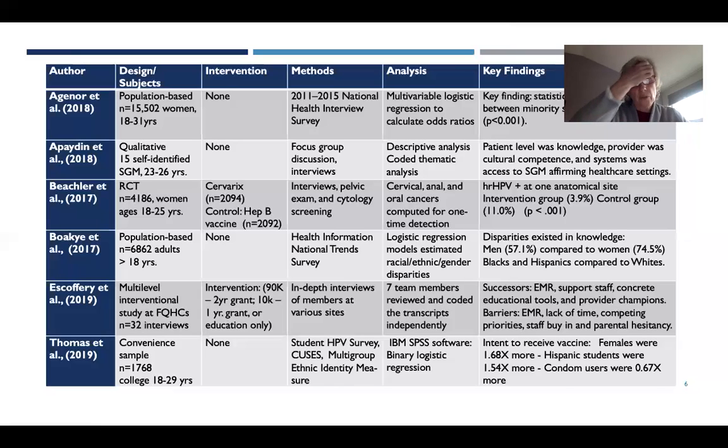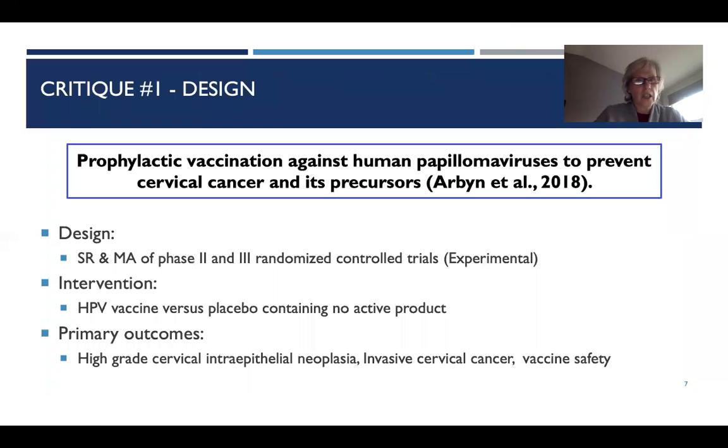So after going through the literature, I chose 2 articles to critique. The first one is on uptake of the vaccine and its prophylactic vaccination against human papillomaviruses to prevent cervical cancer and its precursors. So this design was a meta-analysis of phase 2 and 3 randomized controlled trials. It's actually the highest level of evidence that we have in most literature scoring systems or tools. And they wanted to look at the harms and protections of prophylactic HPV vaccination.